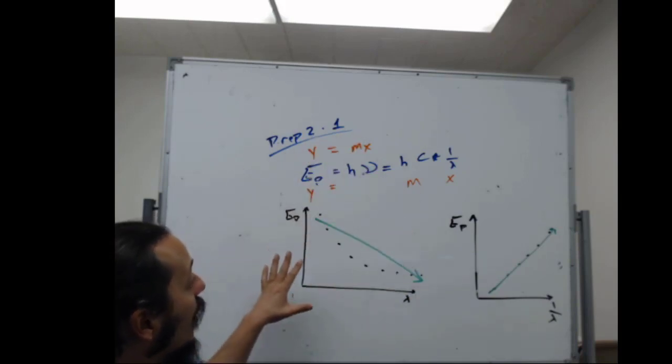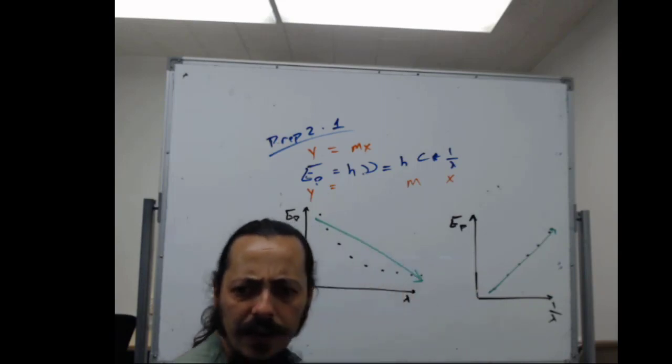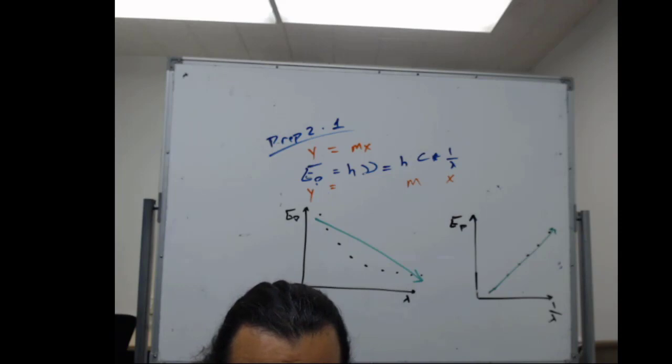That's prep 1, looking at the difference between these two plots. Any questions on that before we go on to prep 2 part 2?